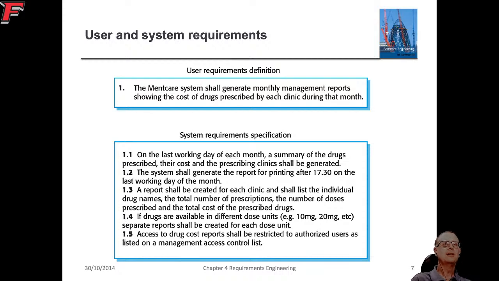Here is an example of the difference. The Mentcare system shall generate monthly management reports showing the cost of drugs prescribed by each clinic during the month. And then the system requirements are much more specific, and there's more detail and nuance in them than the high-level user requirement.